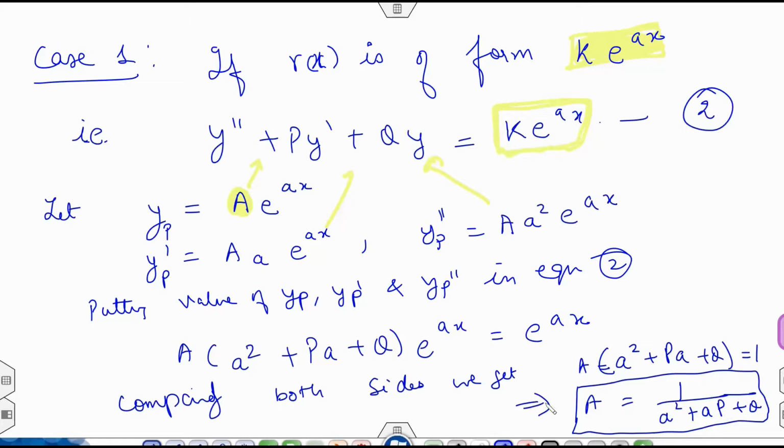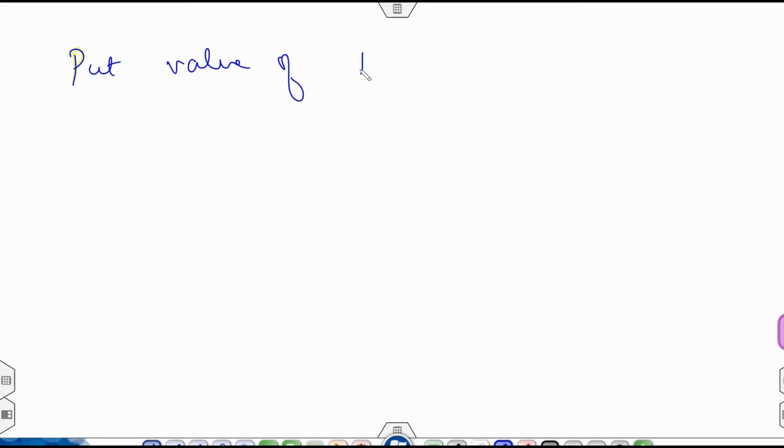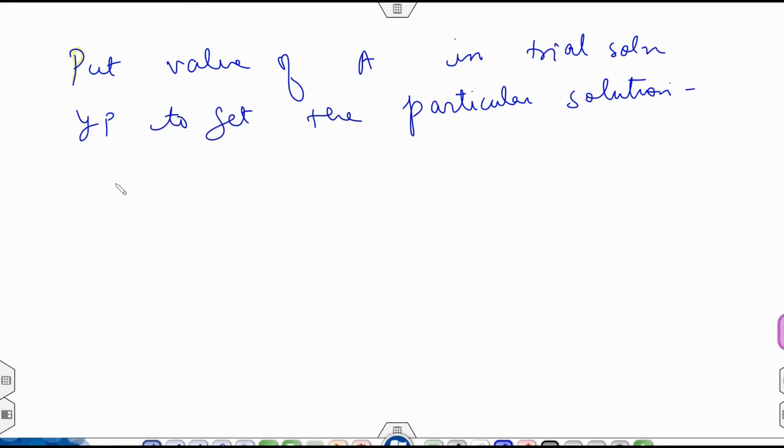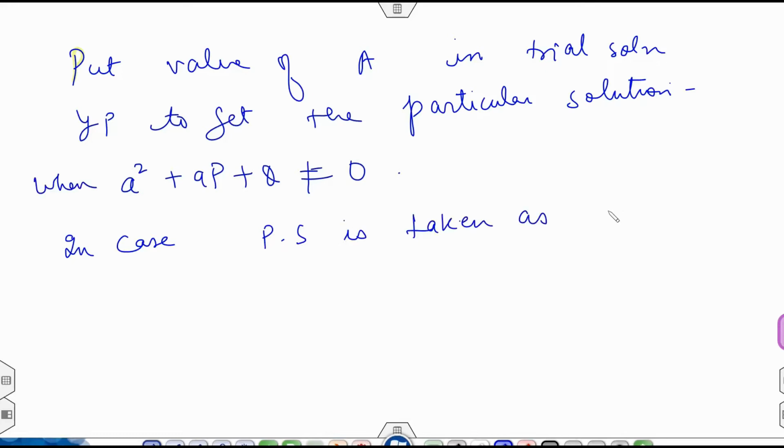So when it is not equal to 0, you will get the value of this a, and what you have to do is put the value of a in your yp, and you will get the trial solution. So I'll write down that value of a in the trial solution yp to get the particular solution. Okay, so this is only possible when a square plus pa plus q is not equal to 0. So you have seen that in this case the particular solution is taken as yp is equal to a e to the power ax.